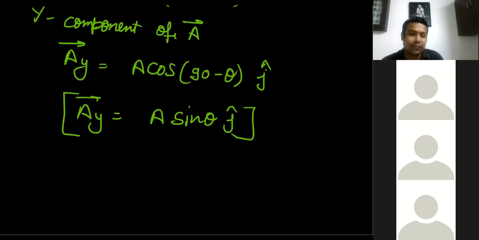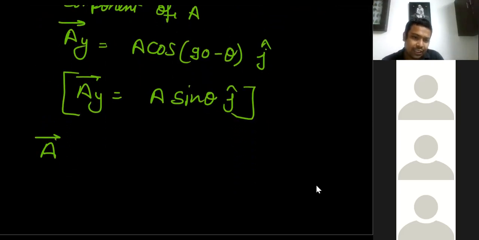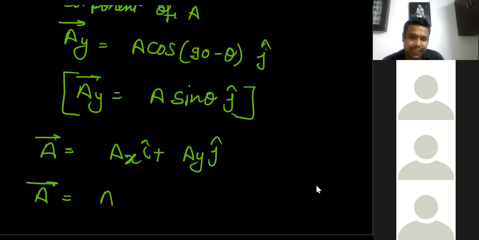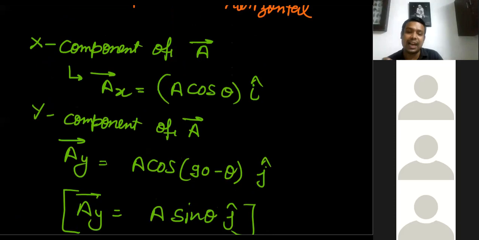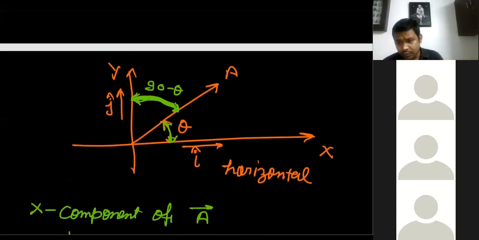So now the total vector is what? A vector is equal to Ax I cap plus Ay j cap. Okay, my dear friends. So A vector is equal to A cos theta I cap plus A sin theta j cap. This vector is drawn only in the xy plane. Due to this reason, it is written in I cap and j cap form.